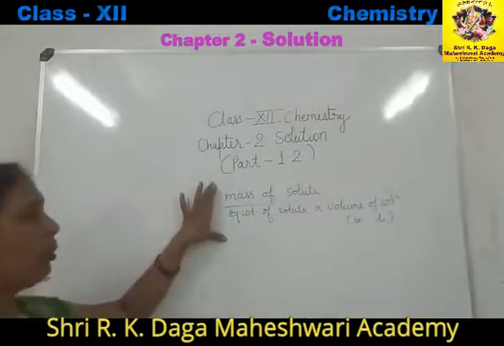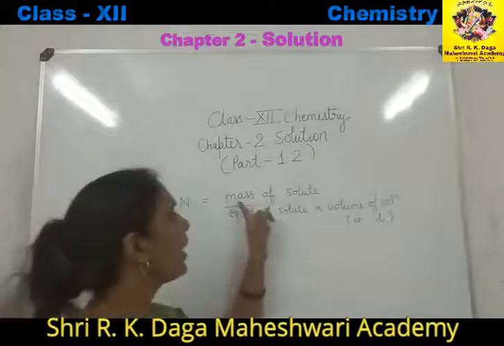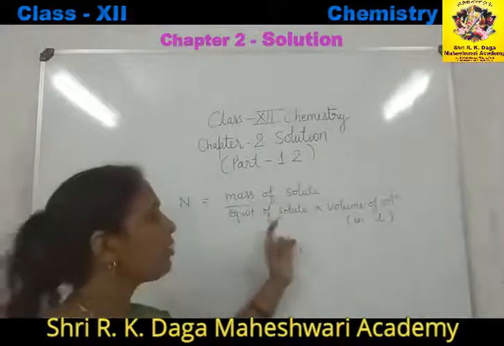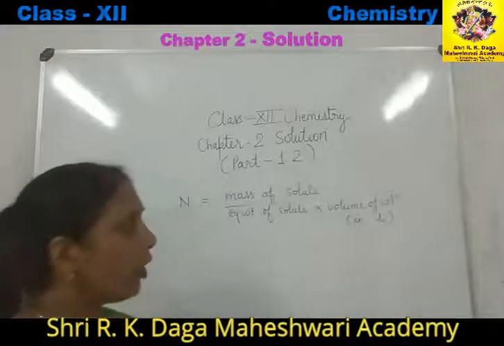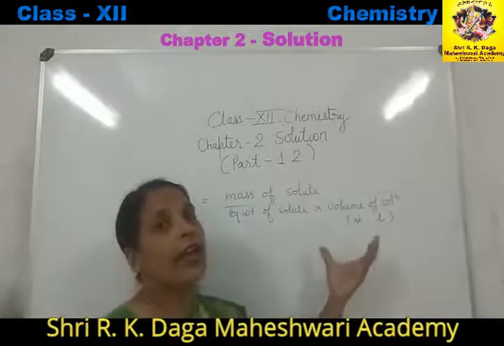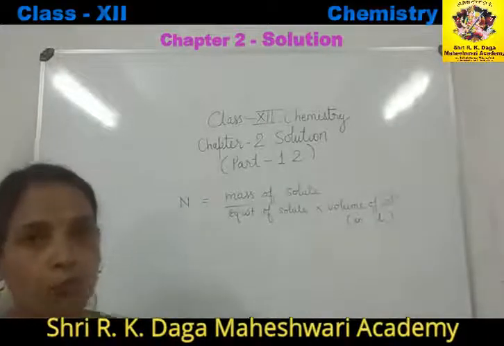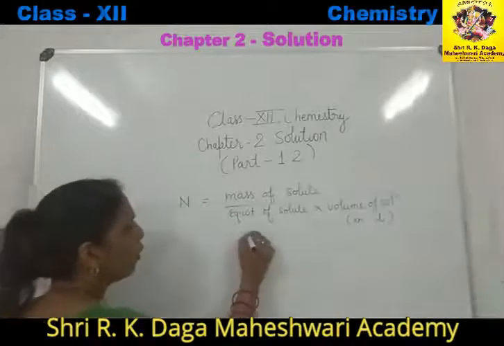So this is the formula to calculate the normality of a solution, in which we require the mass of the solute and the equivalent mass of the solute, but the volume of solution should be in liter. Whenever we are going to solve numericals, sometimes the volume of solution is given in milliliter, so we can modify our formula according to it.